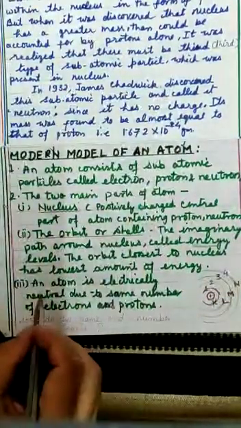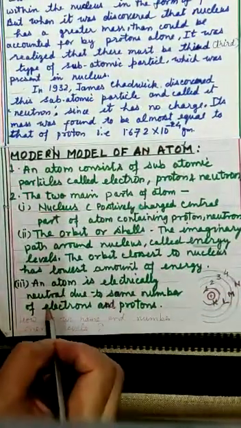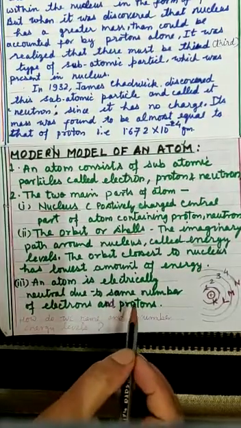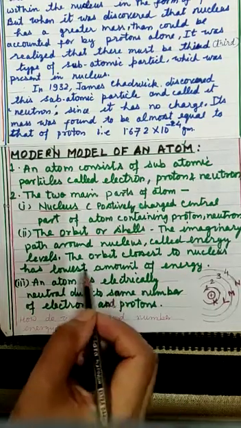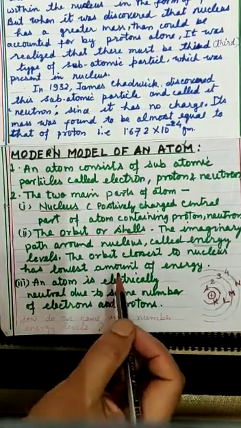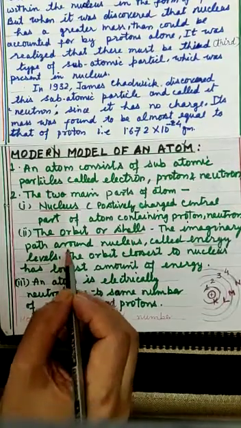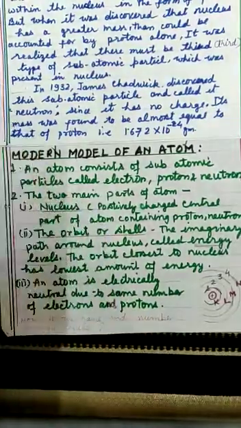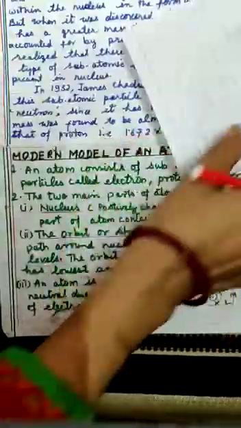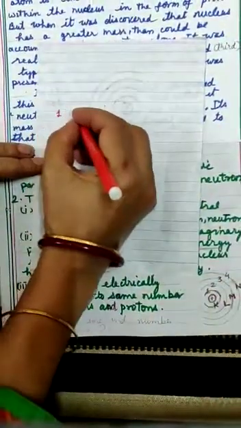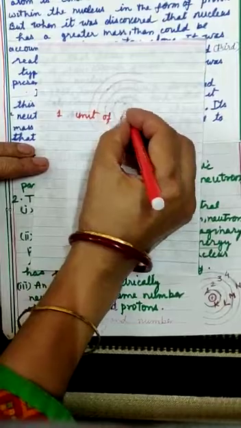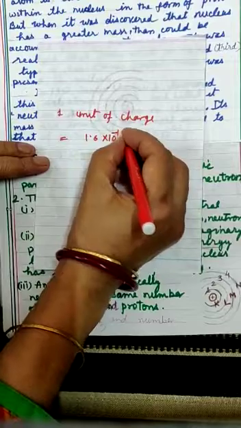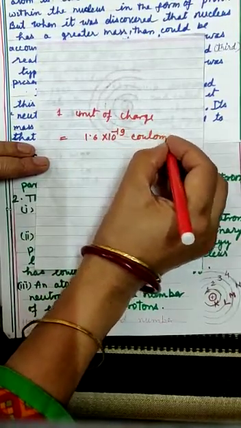Then the next point is that an atom is electrically neutral due to the same number of electrons and protons. Electrons have negative charge. How much negative charge? Each electron has 1 unit negative charge. And what is the value of 1 unit? For atoms and atomic particles, 1 unit of charge means 1.6 into 10 to the power minus 19 coulombs.